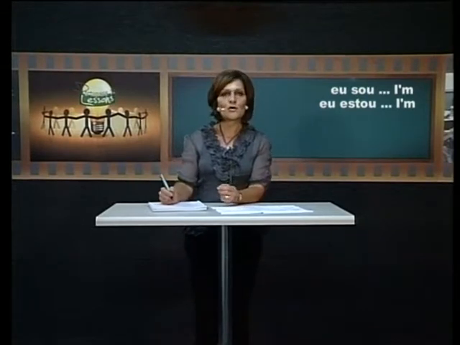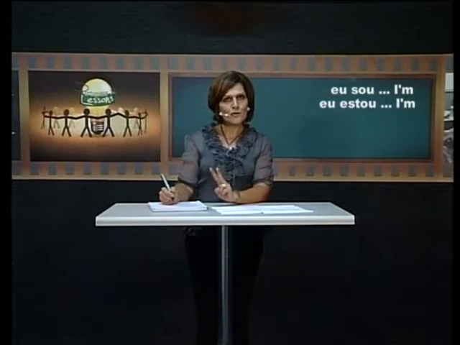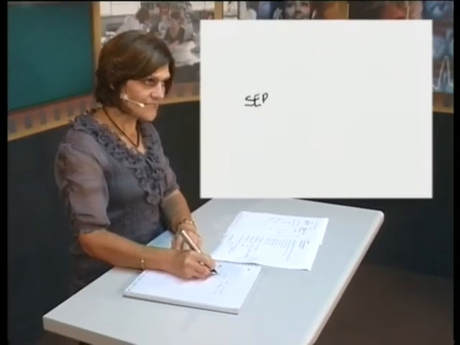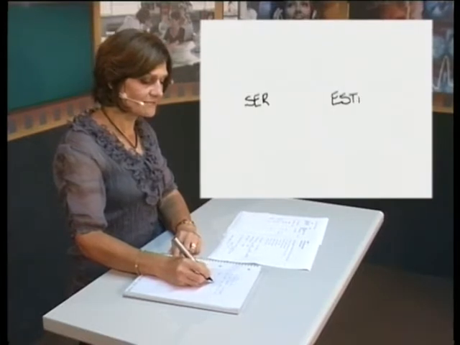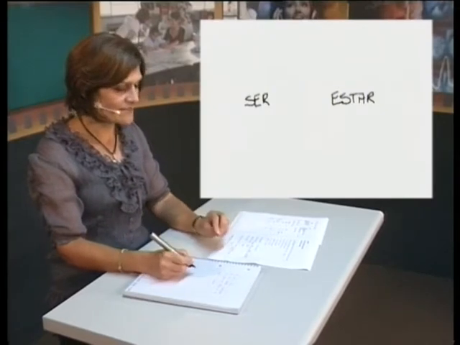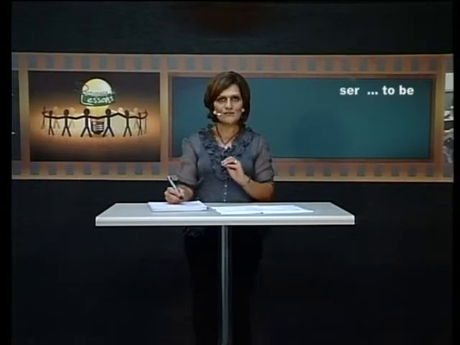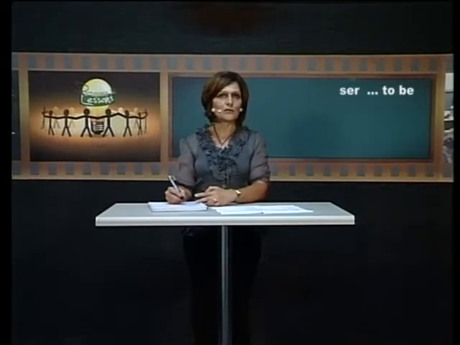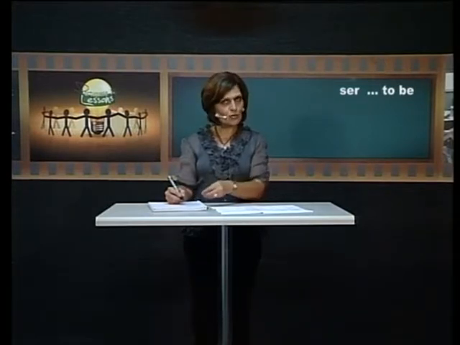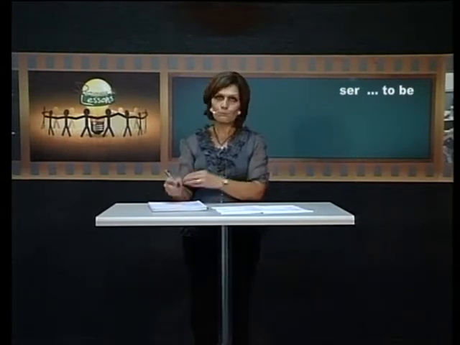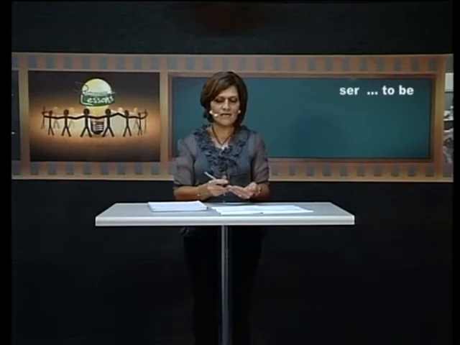So, conclusions, we have two verbs for the verb to be in English. We have ser, and estar, right? Both ser and estar mean to be, okay? So when I said, eu sou a Ana, eu sou casada, I am using the verb ser. That belongs to ser, to be. When I said, eu estou na África do Sul, I am in South Africa, estou belongs to the verb estar, but both mean to be. Ser means to be, estar means to be.